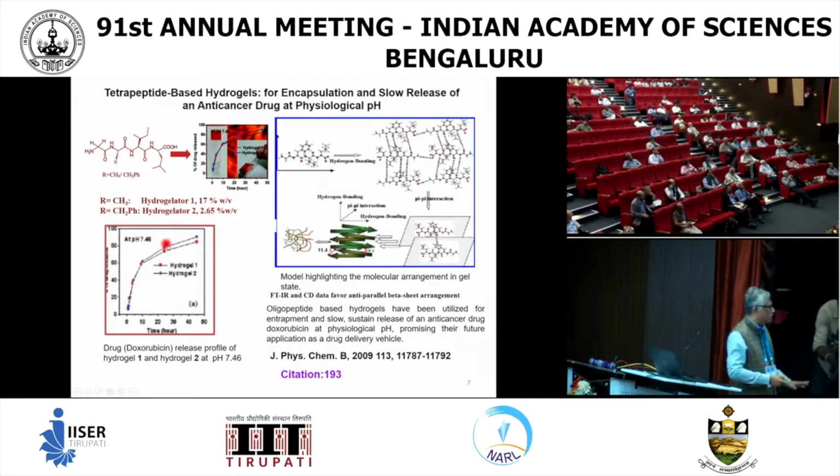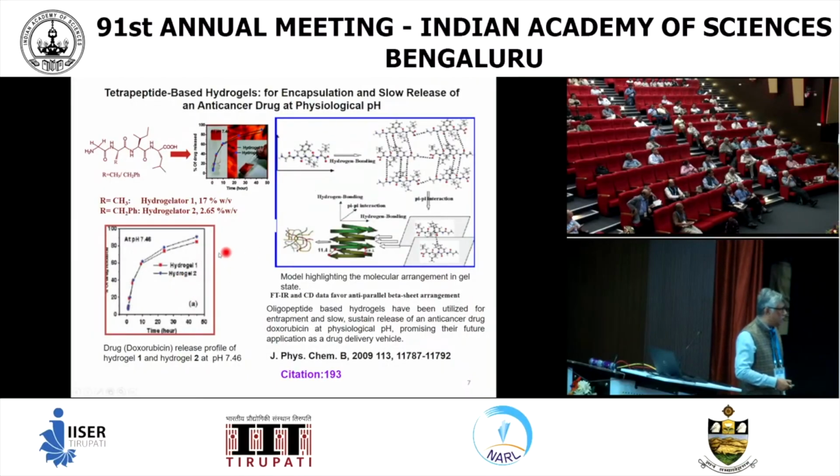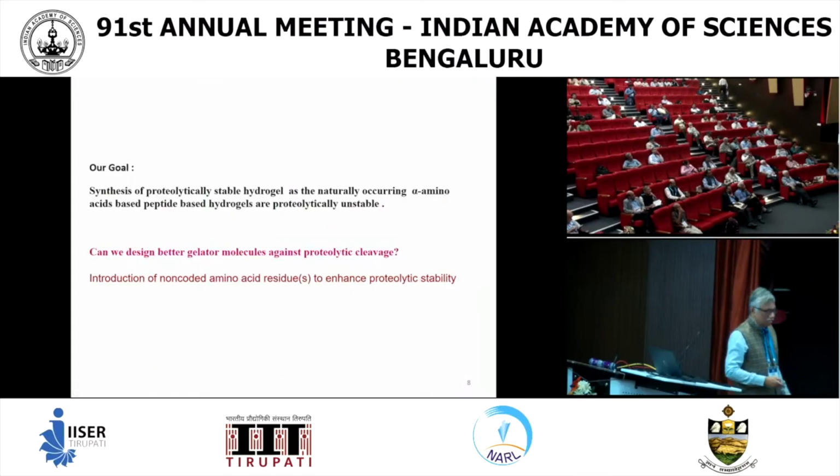We have everything. But most importantly, they can entrap doxorubicin, a potent anti-cancer drug, and show slow release over more than 48 hours. But there are some shortcomings associated with these. We cannot use these as a drug delivery vehicle because all enzymes made inside our body are for alpha L amino acids. So how to tackle this problem?